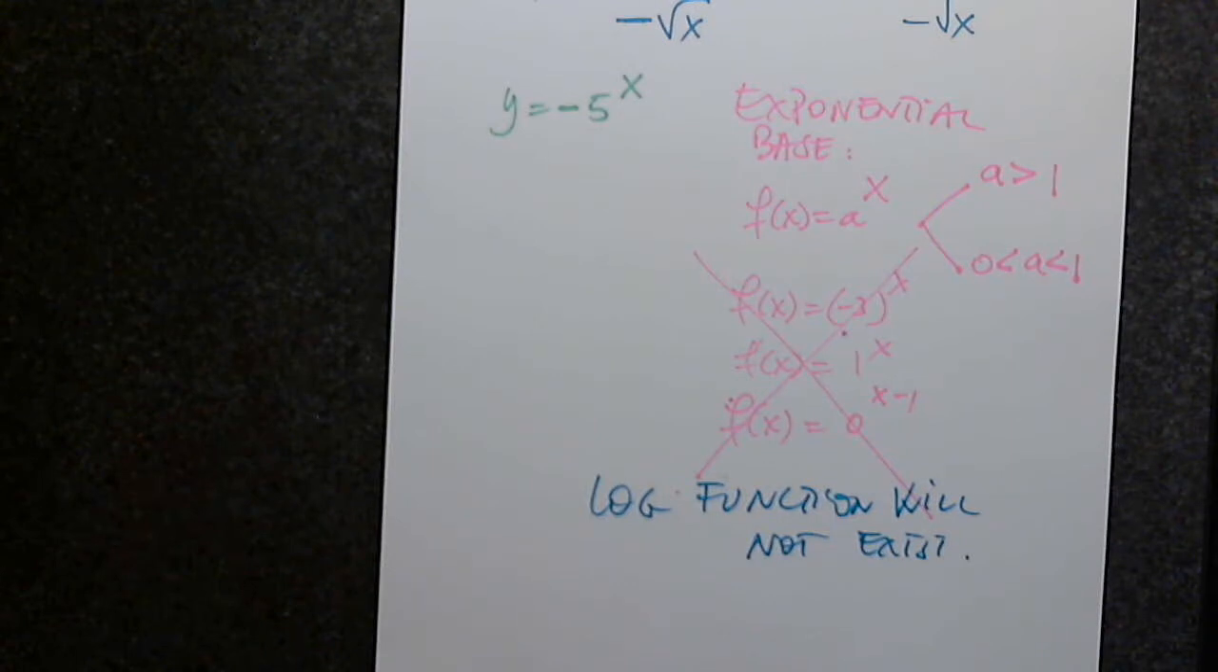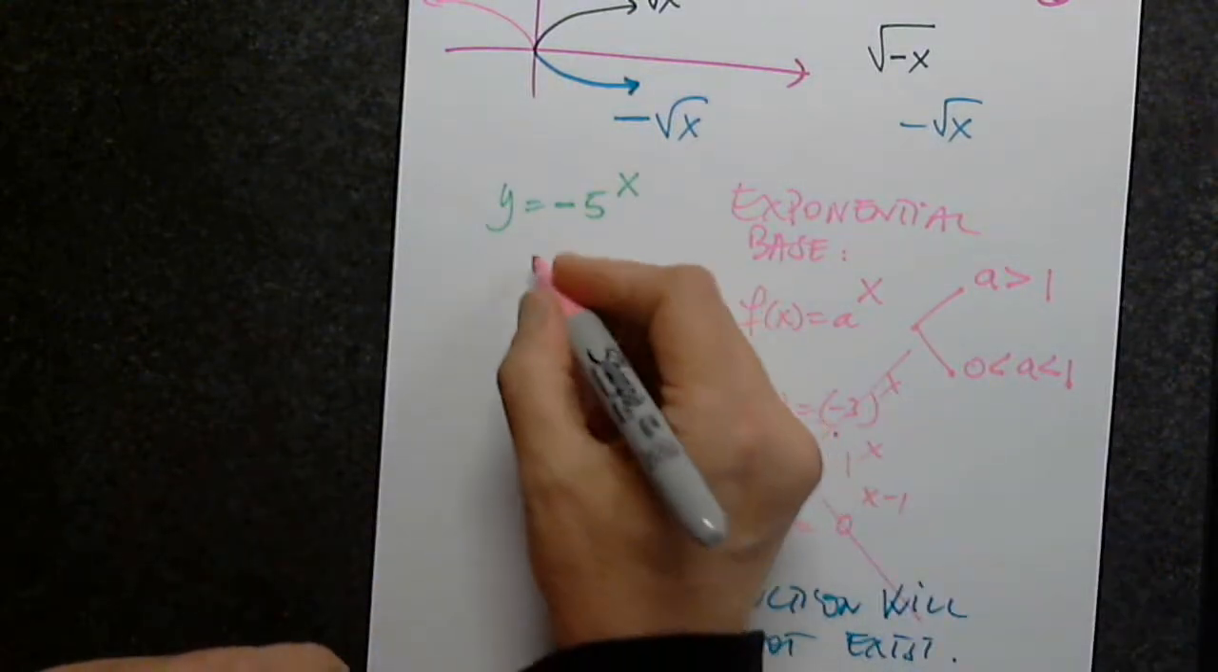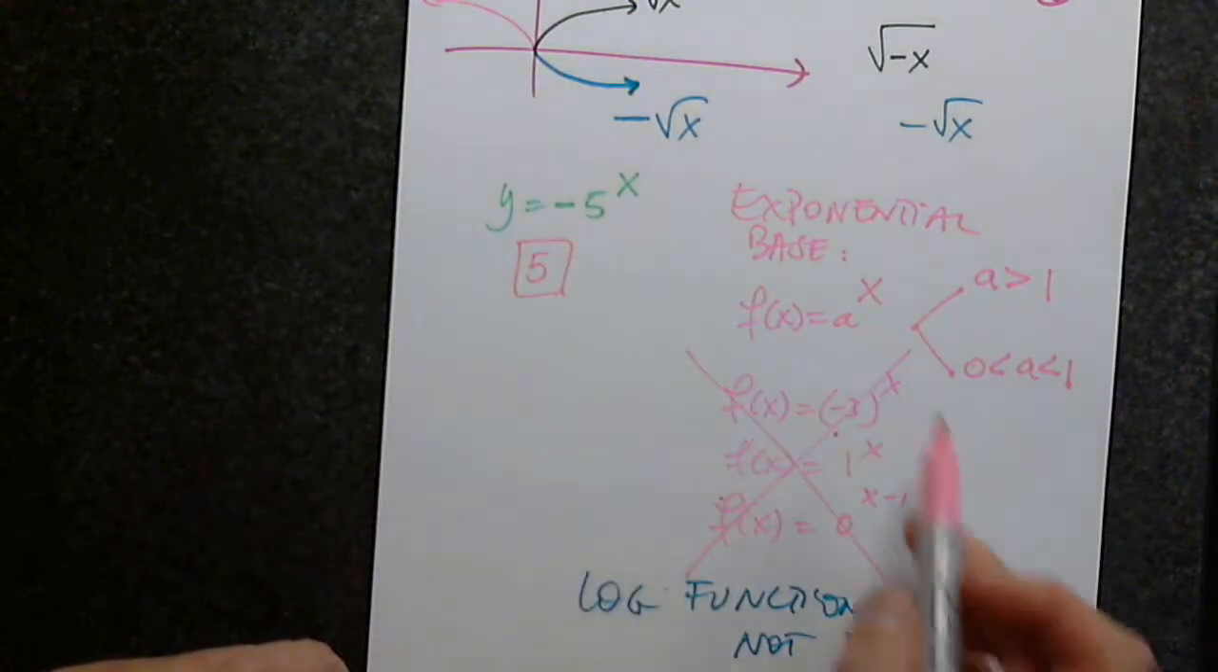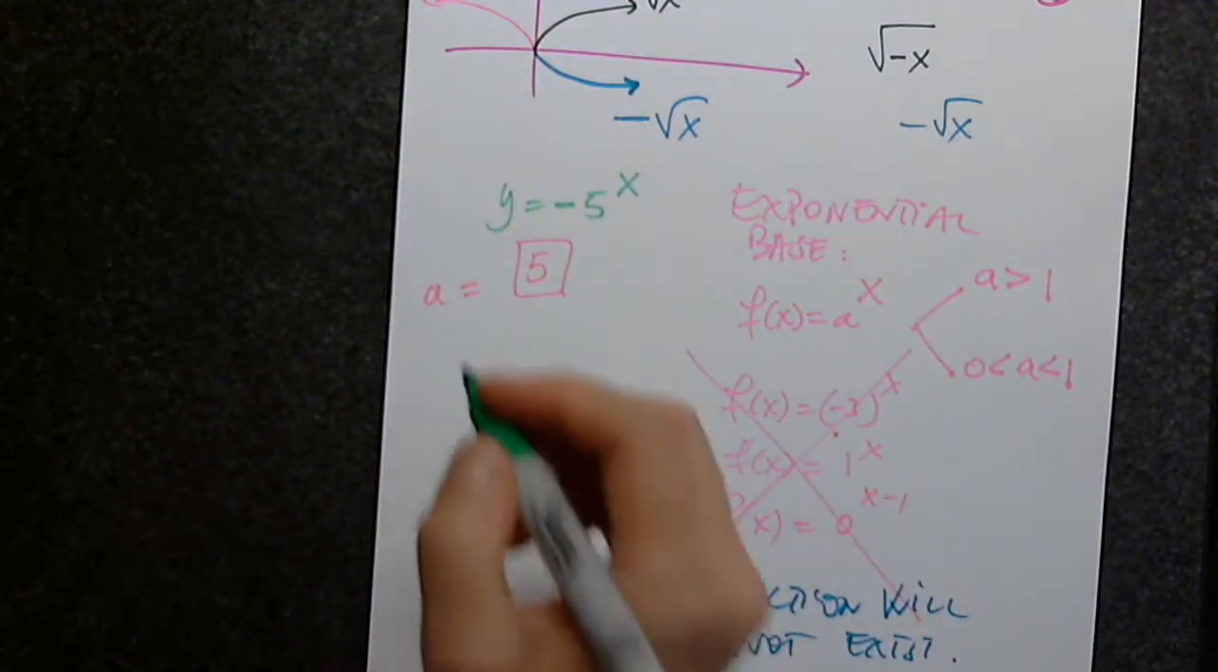Its inverse will not exist. You cannot put a base of 0, 1, or a negative number in the log function. All exponential functions are one-to-one, and they have an inverse function, and that's log. So for that reason, we had to exclude all these options. Okay, perfect. So this is an exponential function, and the base is 5. 5 is the base, or in other words, a is 5.